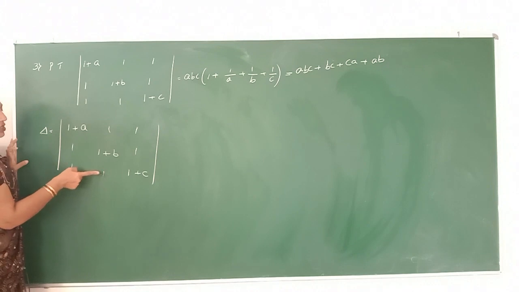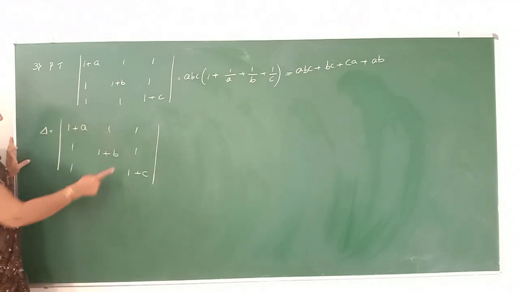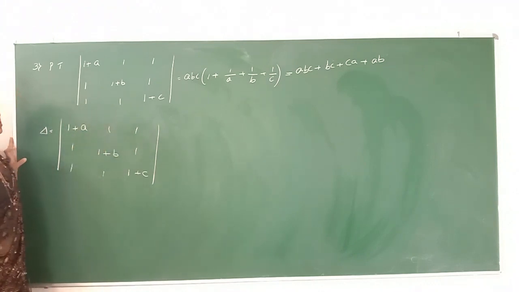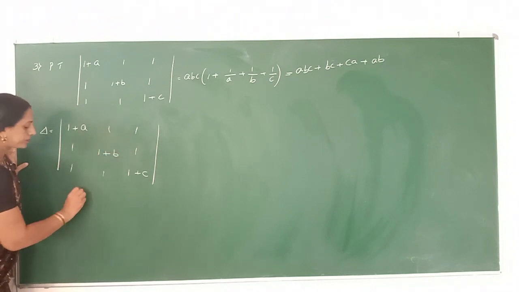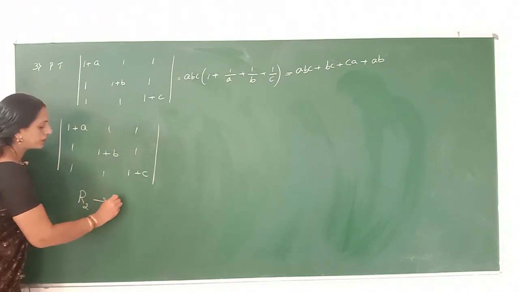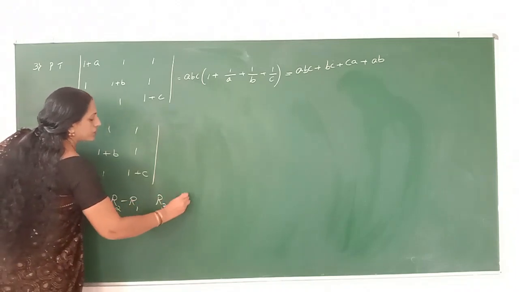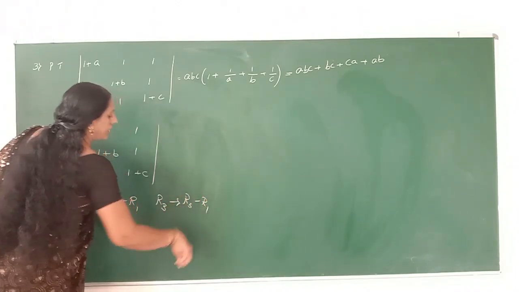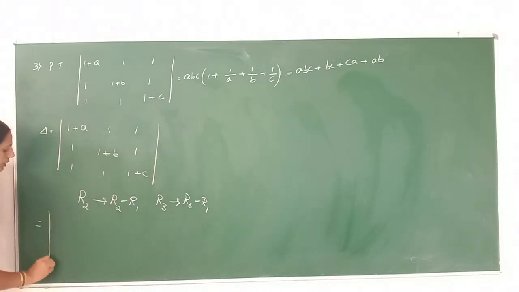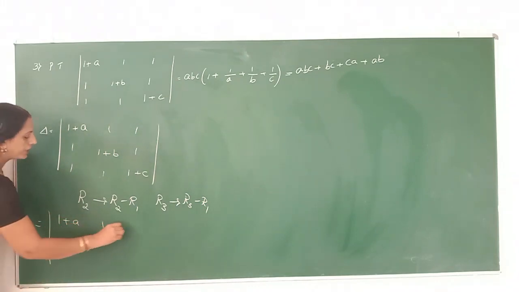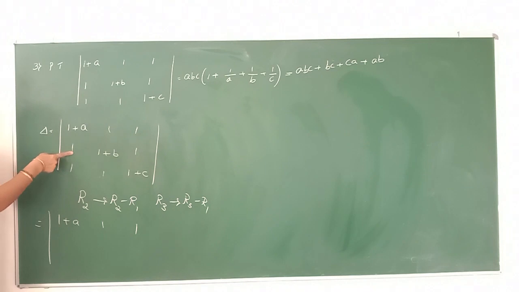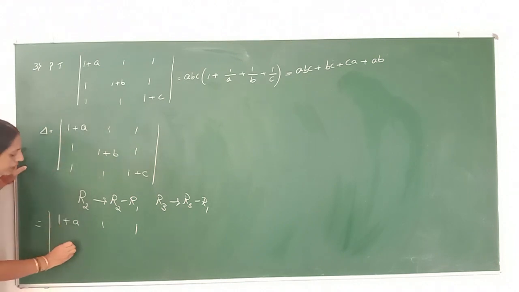Therefore, R3 can be changed with R3 minus R1. Similarly, R2 minus R1 is also nothing but 0. So R2 can be changed with R2 minus R1 and R3 can be changed with R3 minus R1. Then, the first row is 1 plus A 1 1, and the second row is R2 minus R1: 1 minus of 1 plus A, plus 1 minus 1 cancel, is nothing but minus A.